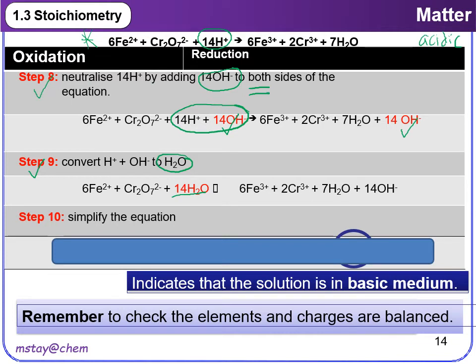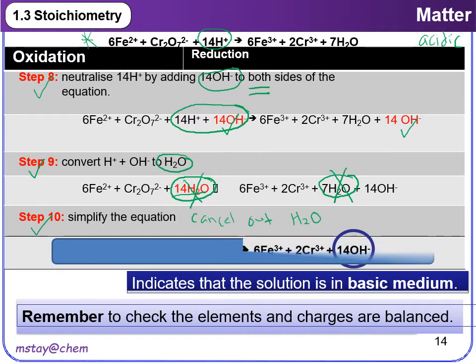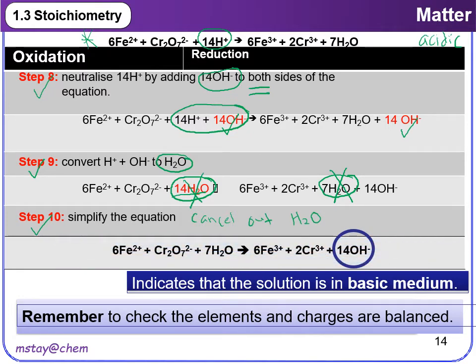Okay, next one, last step, we are going to simplify the equation by cancelling out H2O. You will notice here, at the left hand side, the reactant side, we have 14 H2O, while at the product side, we have 7 H2O. So due to being on different sides, we cancel out this 7 H2O, and here only 7 H2O is left. So this is the last part of the question. We only have H2O left at the left hand side, and only 7 more.